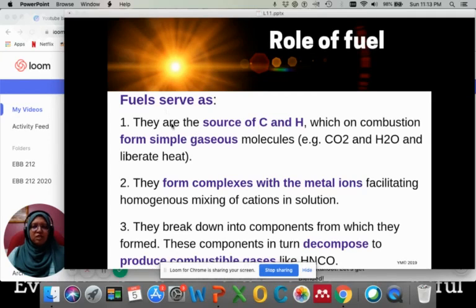Fuel serves as the source of carbon and hydrogen, which on combustion form simple gaseous molecules, such as CO2. They form complexes with the metal ions, facilitating homogeneous mixing of cations in solution, and fuel also will break down into the components from which they form. These components in turn decompose to produce combustible gas.